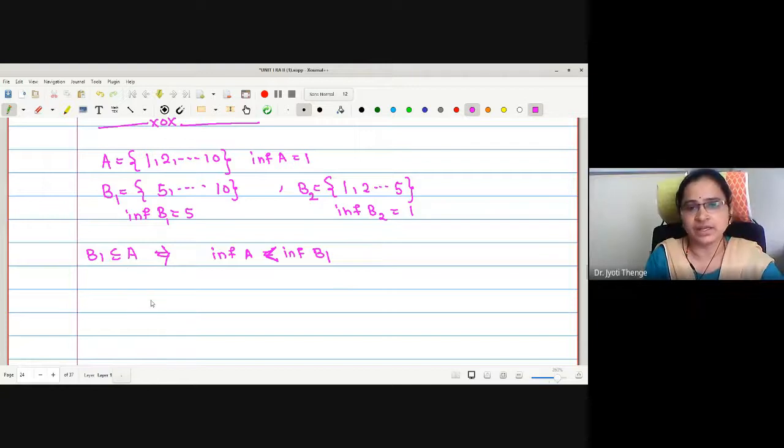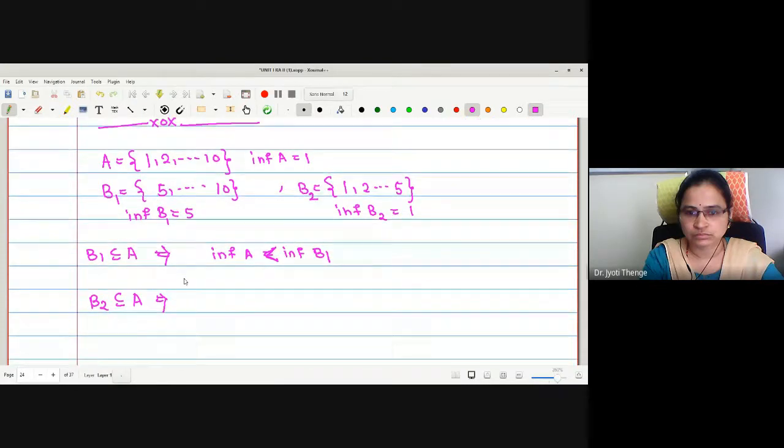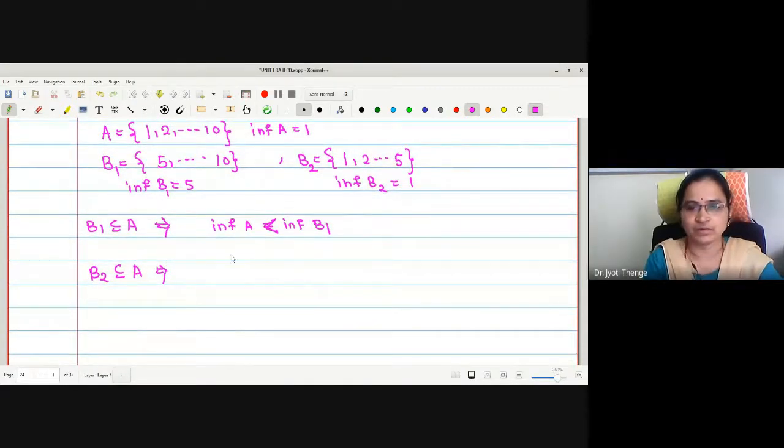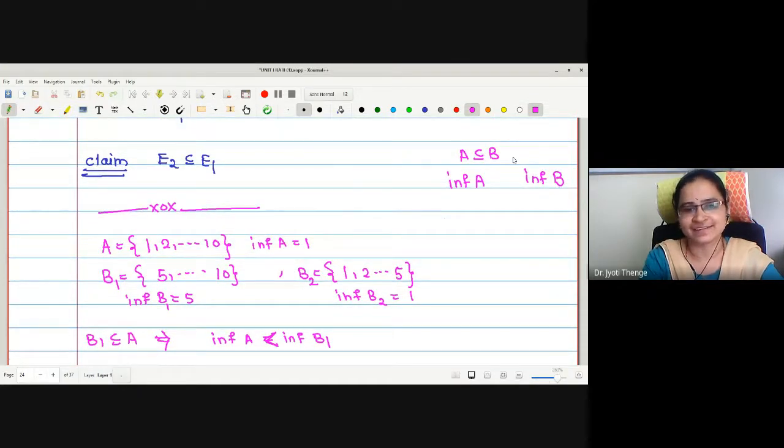Now if I am writing B2, what do I write for B2? Infima of A is equal to infima of B2. Okay, in reverse I had taken B1 as a subset of A, but here I am taking A subset of B. A change of notation I have made actually.